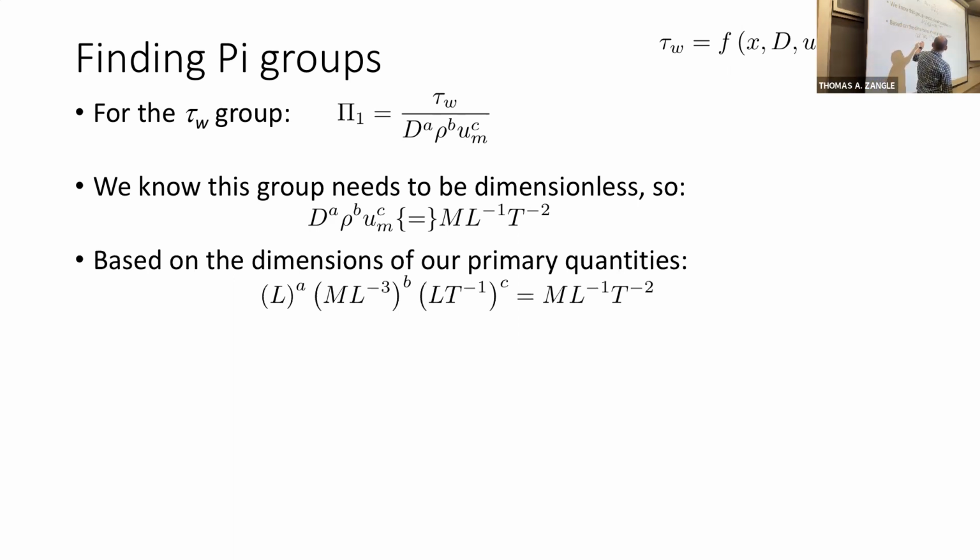So if we just plug in, right, these are just the dimensions of tau wall. So I just put the dimensions of tau wall here on the right-hand side. And now on the left-hand side, depending on what we choose for A, B, and C, the dimensions of that left-hand side will be L to the A, right? Because L is the dimension of the diameter. M per L cubed to the B. L T to the minus 1 raised to the C power. You following this? So we're doing math with dimensions, basically.